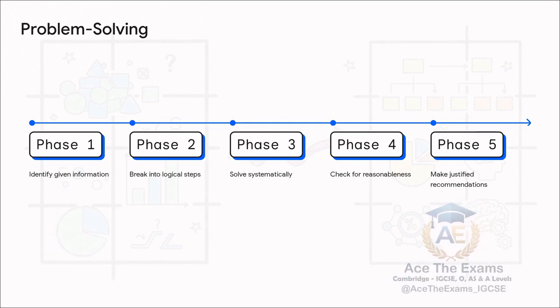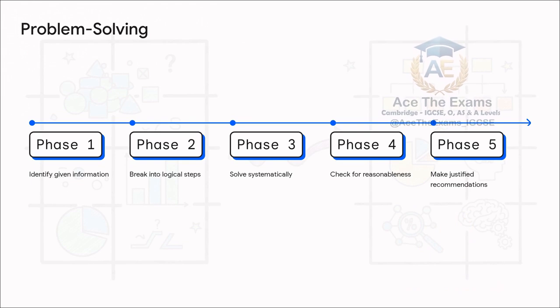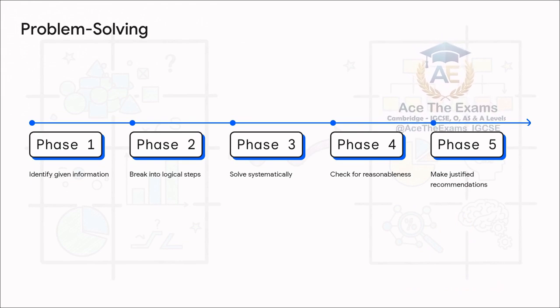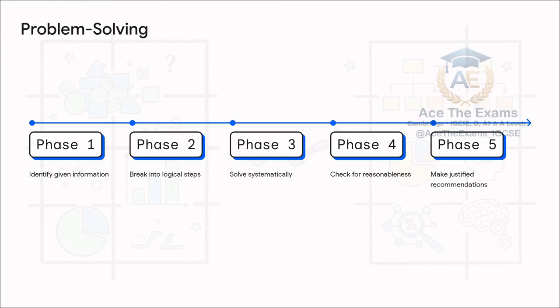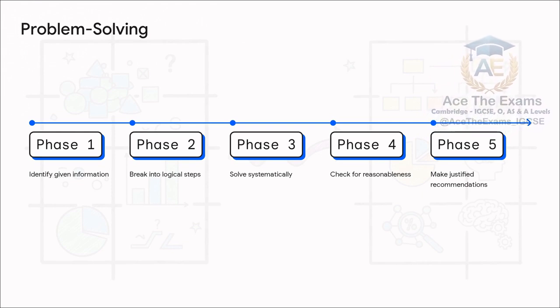Phase 1, identify the given information. Phase 2, break it into logical steps. Phase 3, solve systematically. Phase 4, check for reasonableness. And Phase 5, make justified recommendations. Following this sequence smoothly moves you from the descriptive level, right through the analytical level, all the way up to the highly rewarded evaluative level.